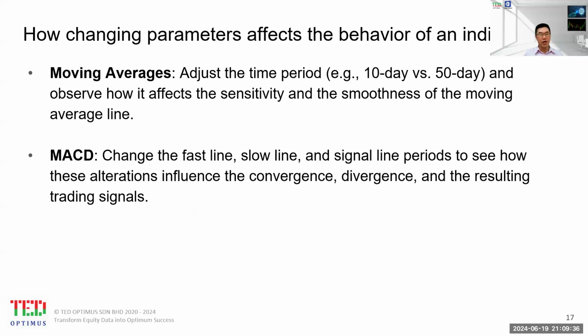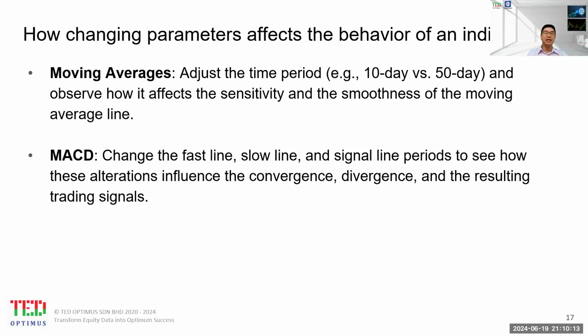So now we talk about how changing parameters affects the behavior of an indicator. Like I just said, if we use a 20 period moving average and change to a shorter one, then it will more closely follow the price movement. If we change to a 50, then you may not be able to really identify which price actually follows the 50, because the weightage is only 2%.